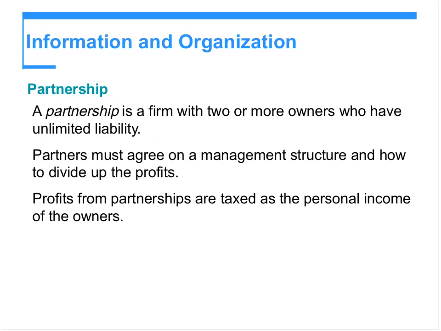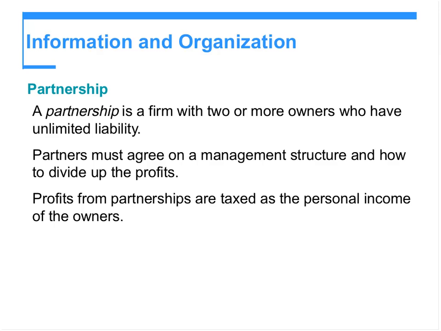The next will be partnership. A partnership is a firm with two or more owners who have unlimited liability. Partners must agree on a management structure and how to divide up the profit. And as you know, profits from partnerships are taxed as the personal income of the owners. As you can see, this is how a partnership is. It can be basically a relationship where, for example, two or three partners have a company together. Any managerial structure and profitability is related to all of them. And again, anything related to tax is going to concern the personal incomes of the owners. So you can see the difference between this one and the previous one.